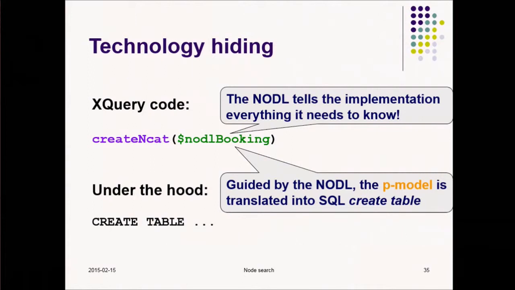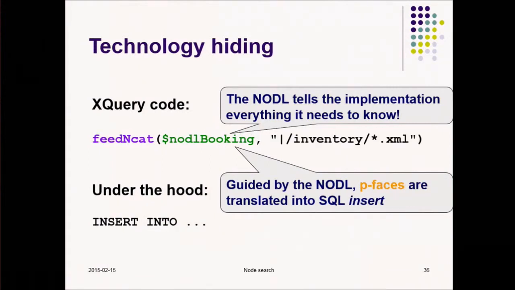So let's take a brief look at this technology hiding. Suppose we have a SQL-based NCAT. So we have written a nodal using the SQL NCAT model. When I then create such an NCAT, the API function analyzes the P model and translates it into a set of SQL create table statements guided by the model.